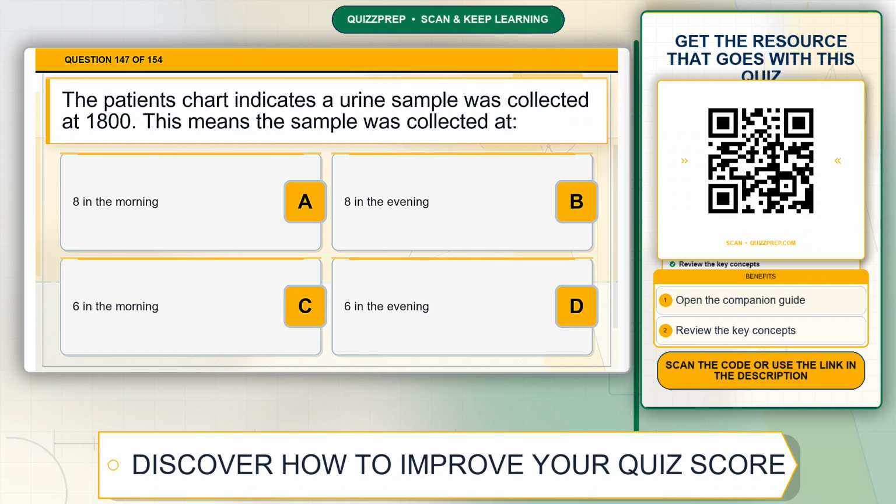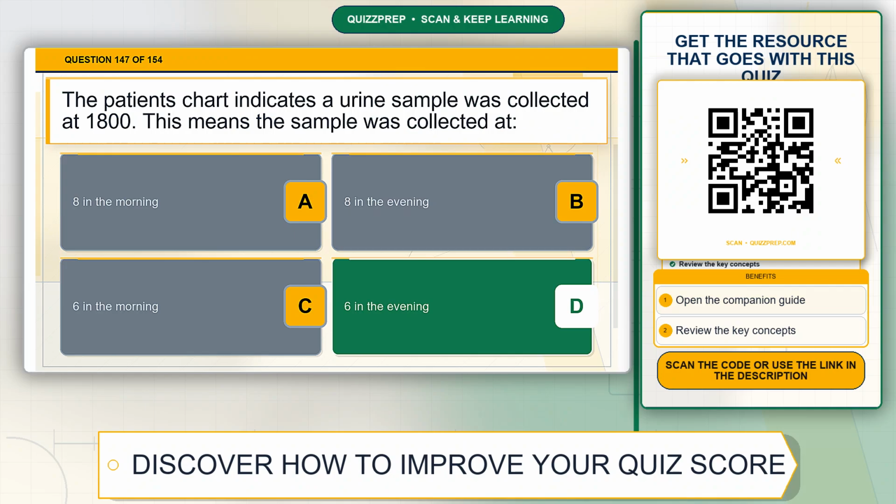Question 147. The patient's chart indicates a urine sample was collected at 1800. This means the sample was collected at option A, 8 a.m. in the morning. Option B, 8 p.m. in the evening. Option C, 6 a.m. in the morning. Option D, 6 p.m. in the evening. The correct answer is option D, 6 p.m. in the evening.